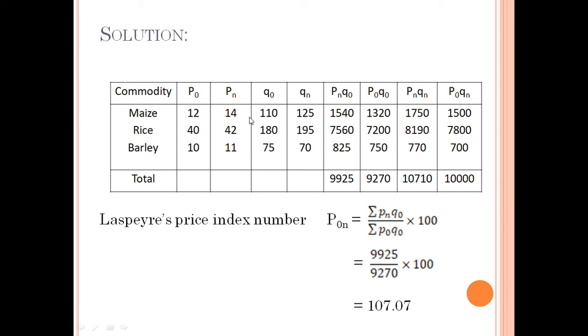So 12 multiplied by 110 we get 1320, then 40 multiplied by 180 we get 7200, and then 10 multiplied by 75 we get 750, and after taking sum we will put in formula and we get the value 107.07. The price index number is 107.07.